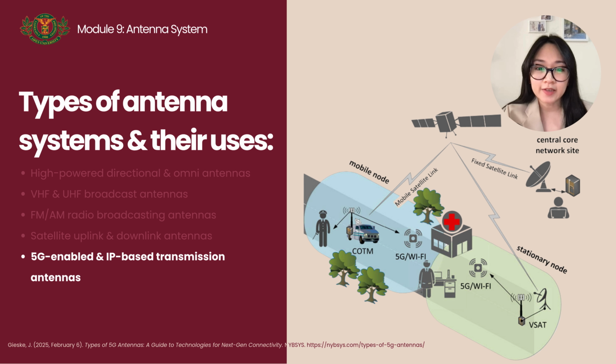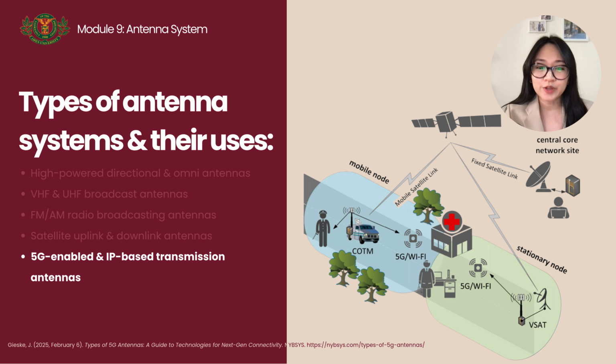This means broadcasts can reach multiple places quickly, often in real time, and can even include extras like interactive features or high quality sound. So basically, these antennas help radio go digital, making it faster, more flexible, and more connected than ever. At the moment, only a few countries, such as the US, Germany, France, Spain, are running trials or pilot projects for 5G and IP based transmission.